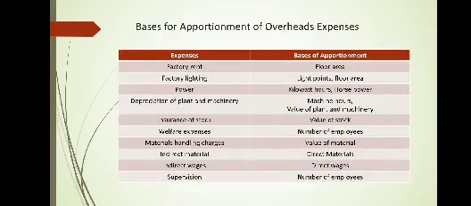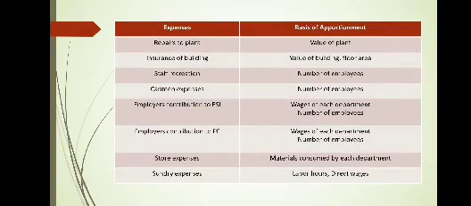Basis of apportionment of overhead expenses: factory rent on floor area, factory lighting on light points and floor area, power on kilowatt hours and horsepower, depreciation of plant and machinery on machine hours and value of plant and machinery, insurance of stock on basis of value of stock, indirect material on basis of direct material, supervision on the basis of number of employees, repairs to plant on basis of value of plant, insurance of building on basis of value of building and floor area.